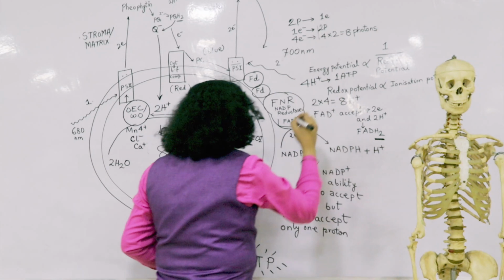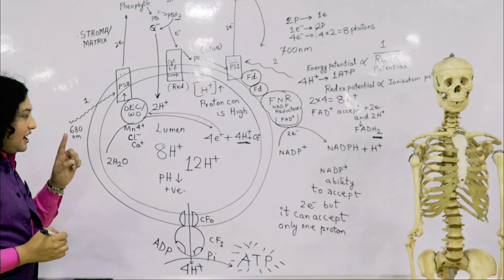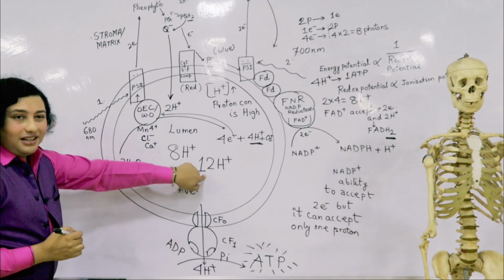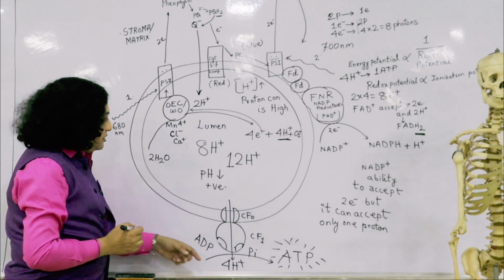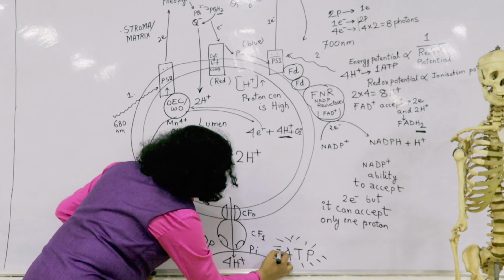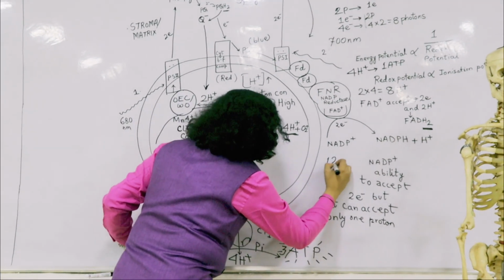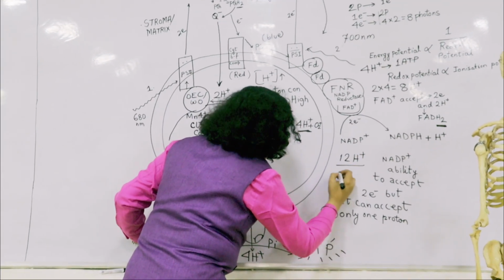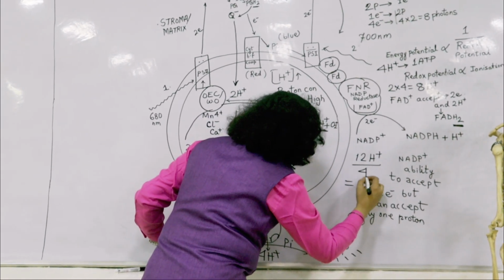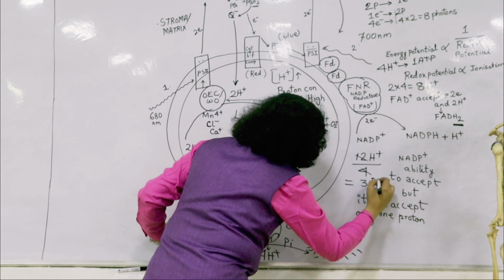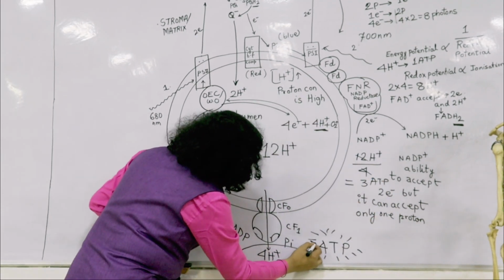So how many ATP will be formed for fixation of 1 carbon? Because you can see how many protons are present: 12. So if 4 of them go down, 3 ATP will be formed, because 12 H plus can be divided by 4, that comes as 3. So there will be formation of 3 ATP.